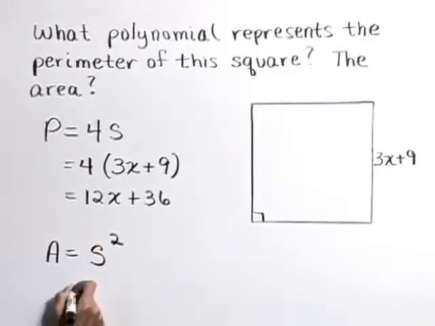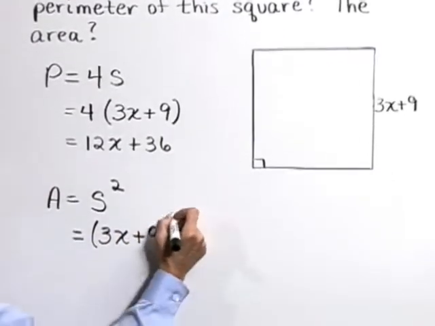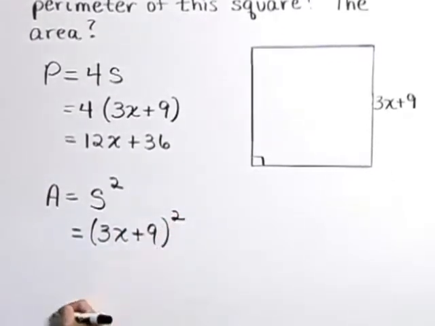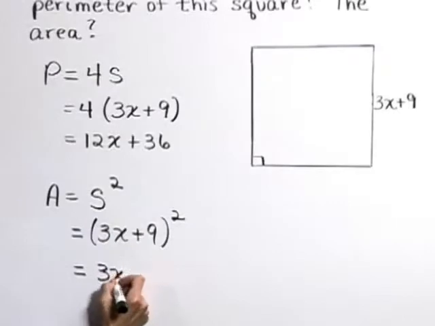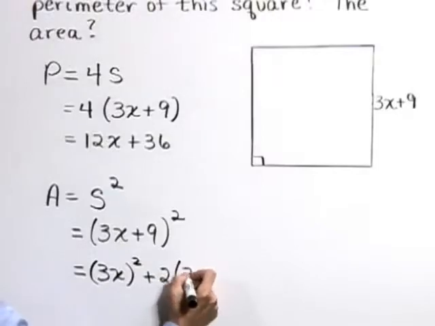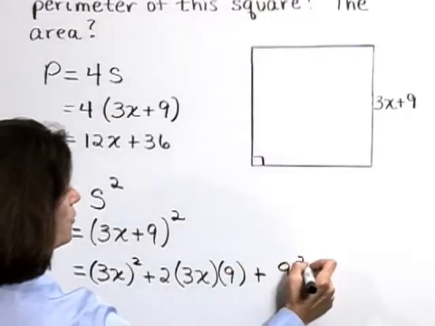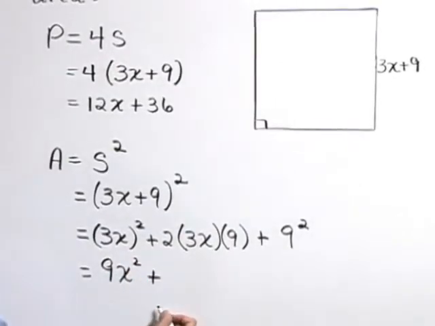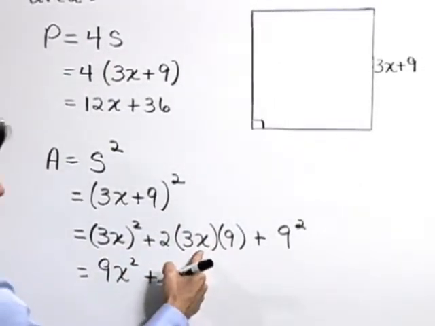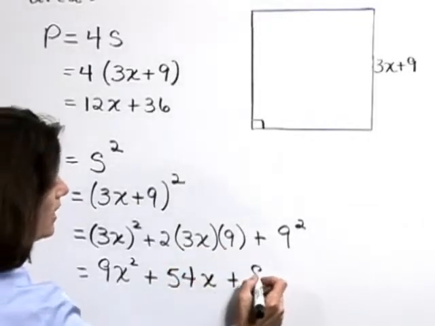So then the area is 3x plus 9, quantity squared, and let's go ahead and square this binomial. To square a binomial, we take the first term, which is 3x, and square it, plus 2 times the product of the first term and the last term, plus the last term squared. That's 9x squared plus 2 times 3x, which is 6x, times 9 is 54x, plus 81.